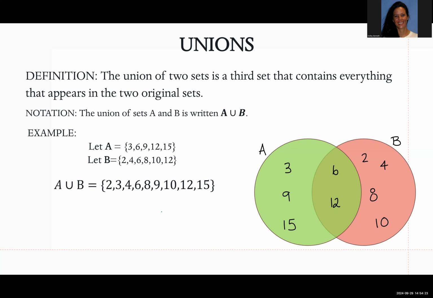So all I'm doing here is I'm taking everything in both circles. So that would be 3, 9, 15, 6, 12, 2, 4, 8, 10. With sets, when they're numbers like this, it's customary to write them from low to high, but it really is just 3, 9, 15, 6, 12, 2, 4, 8, 10, and then just sort them from low to high. So in general, when you're taking the union and you're looking at it in terms of a Venn diagram, you're going to take everything from both circles. Don't list the repeats.